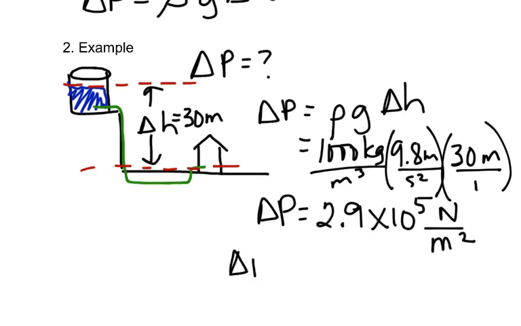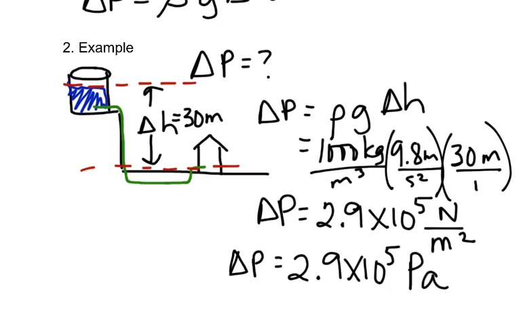Now, a newton per square meter is also called a Pascal. So we can also write this as 2.9 times 10 to the 5 pascals. And so that is our answer there.